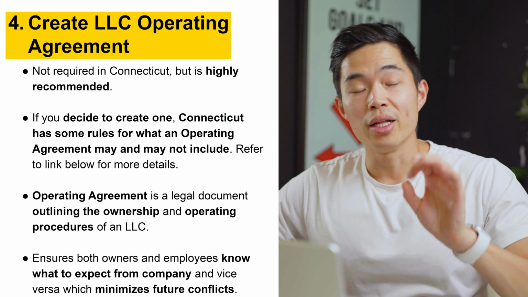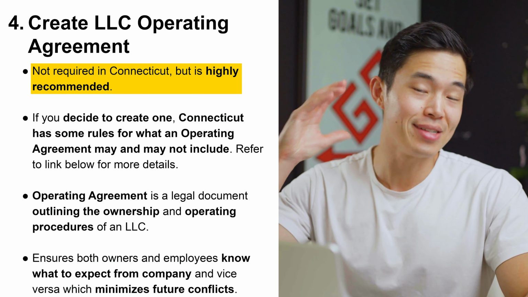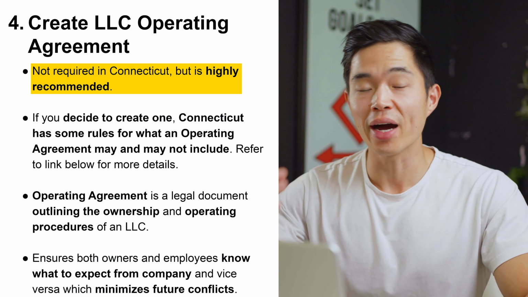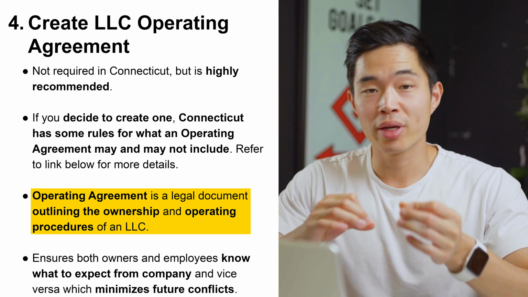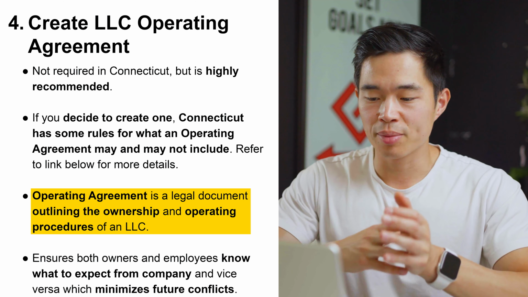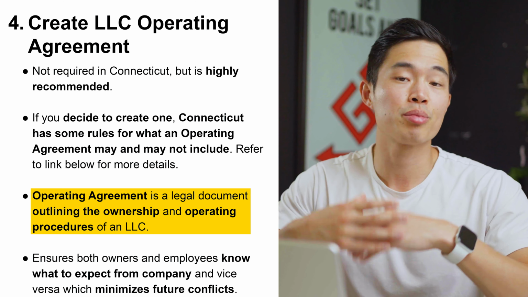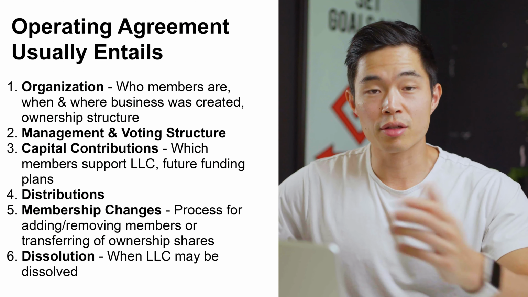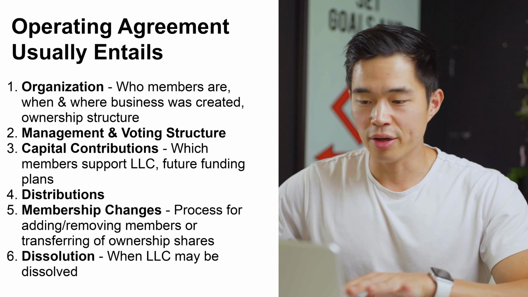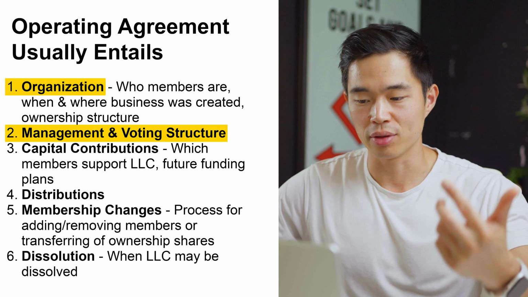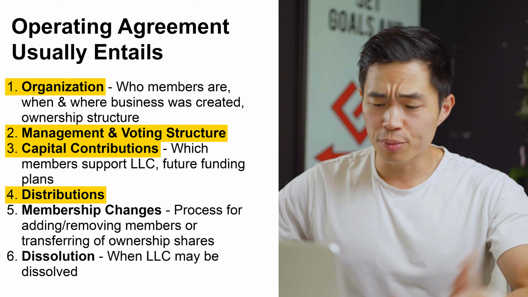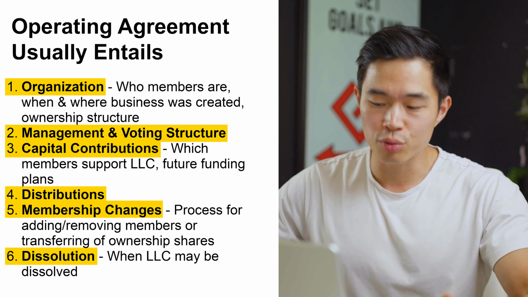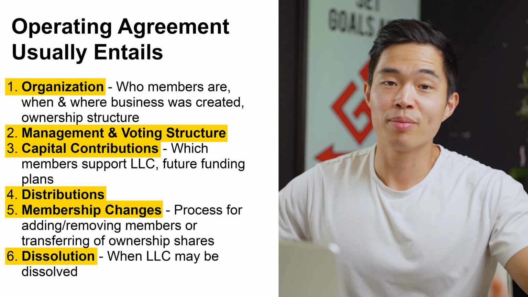Step 4 is you'll create your LLC operating agreement. So this is actually not required in the state of Connecticut, but it is highly recommended. So essentially what an operating agreement is, it's a legal document that outlines the ownership and operating procedures of your LLC. So sort of view it as a rule book for your company. This agreement is usually going to include all these things right here. So organization, management and voting structure, capital contributions, distributions, membership changes, and dissolution rules. So yeah, it is quite complicated. I don't recommend writing this yourself.